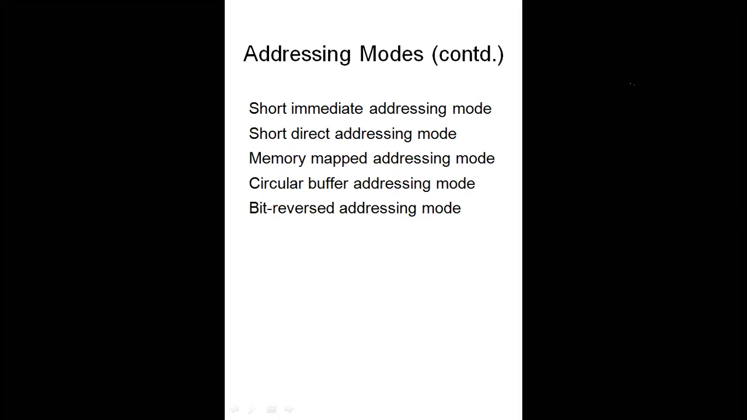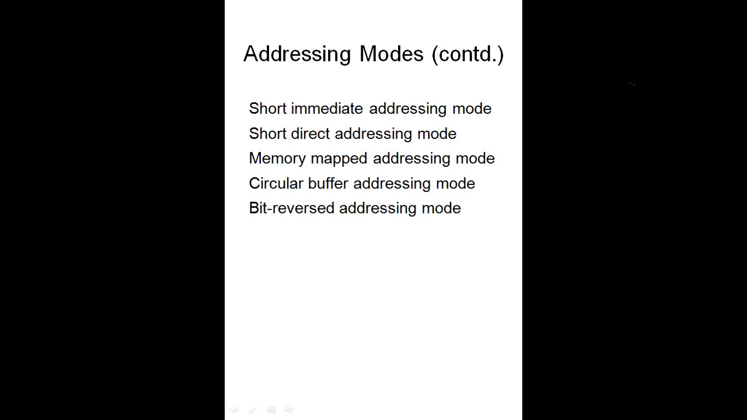When we're talking about addressing modes, we have short immediate addressing mode, short direct addressing mode, memory-mapped addressing mode, circular buffer addressing mode, and bit-reverse addressing mode. Okay. So, the immediate addressing mode: whenever we are given the data, it has to be given as an immediate value, which is what we are referring to here. Similarly, we are talking about the direct addressing mode. So directly, what are the requirements given here? Okay, the address has to be mapped to the memory.